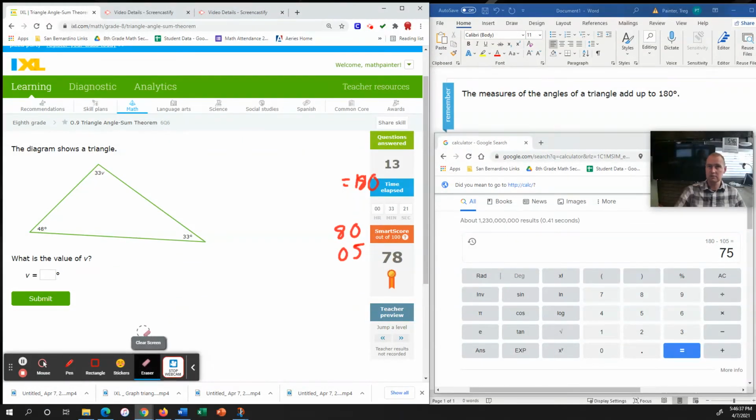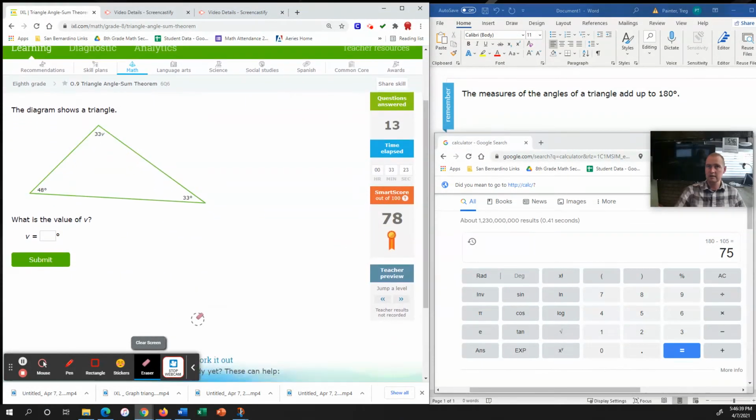All right, last problem. Got to get this one right. We'll have our 80. This one's pretty straightforward. All right, we got 33v plus 33. Careful, they try to be sneaky there. One has a v and one doesn't, but they're separate. Plus 48 equals 180.